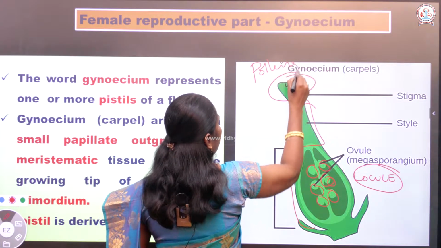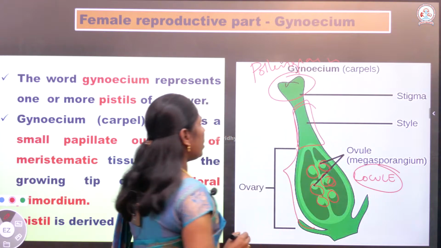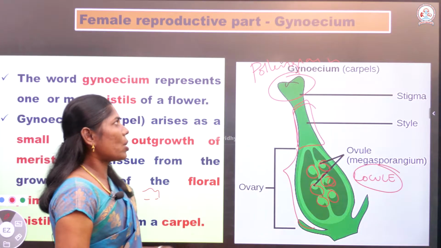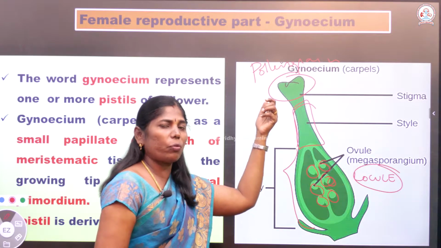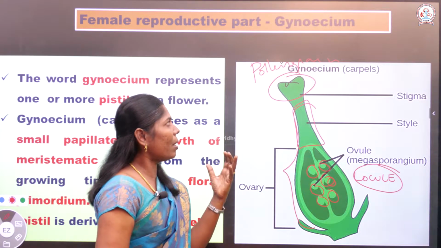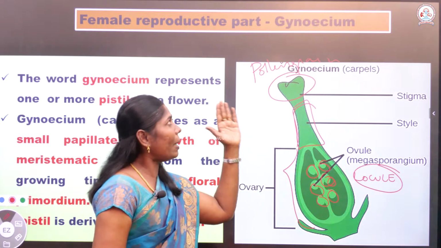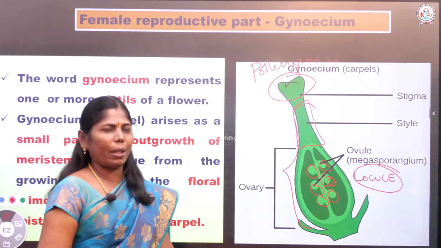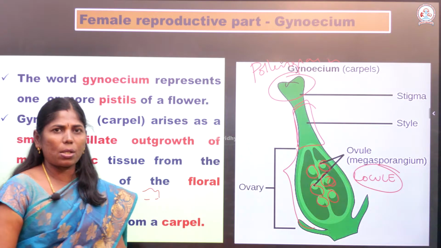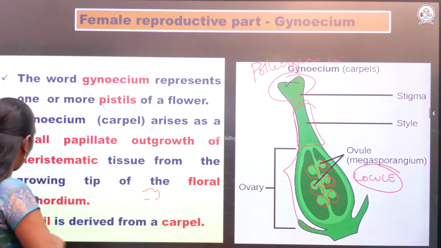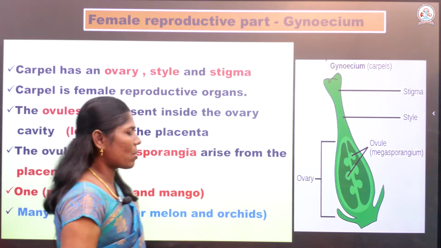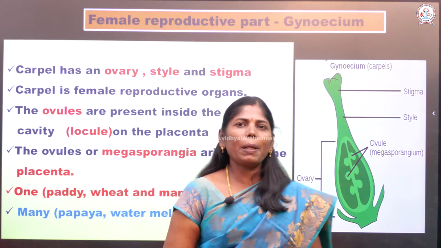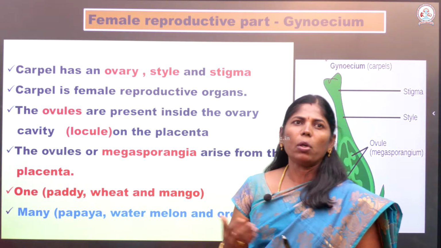During pollination, the pollen grains are shed on the stigma. Here they undergo germination to form a pollen tube. So the stigma serves as a landing platform for the pollen grains. These three regions are very essential in the pistil. The carpel has an ovary, style and stigma. The carpel is the female reproductive organ.